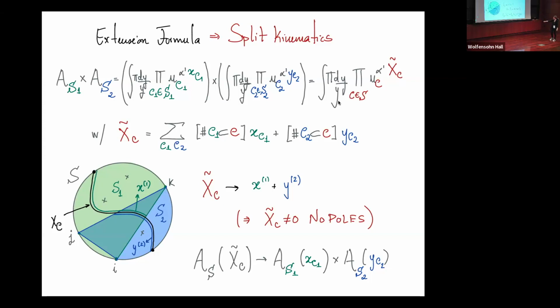If I take a curve x on the big surface, then under the split kinematics, it maps into the sum of the curves that it decomposes into in the smaller surfaces. Here's an example: this black curve x, inside S1, turns into this little curve x1, and inside S2, it turns into this little curve y2. That's precisely what it maps to under the split kinematics. And crucially, because I asked for all the curves in the big surface to be contained in either of the subsurfaces, no curve is mapped to 0, making manifest that we're factorizing away from poles.